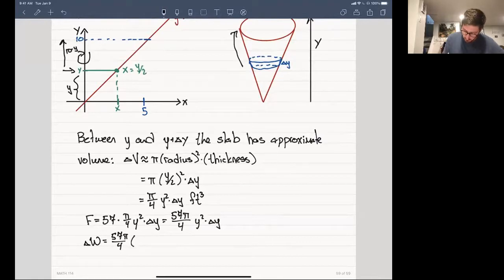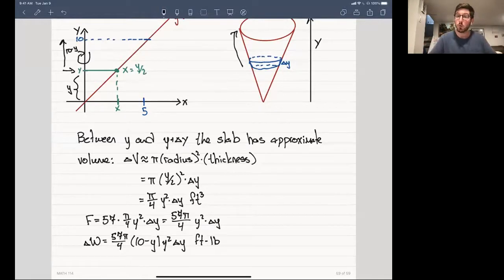I'm going to try and keep things looking pretty. So I'll put the linear term first, then the quadratic term, and then the delta y term, so that everything is arranged in ascending order. I think it looks nicer this way. And remember the units for these things are foot-pounds.